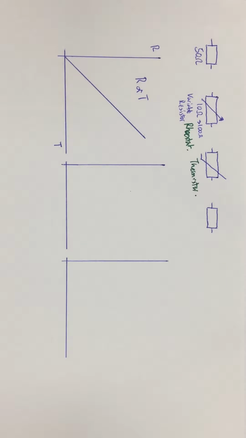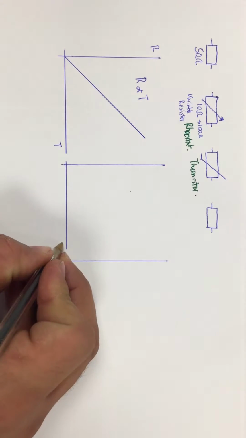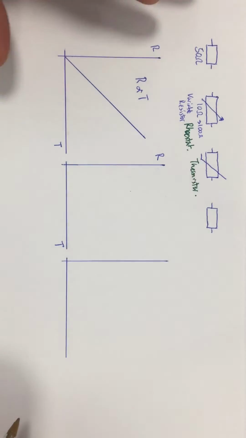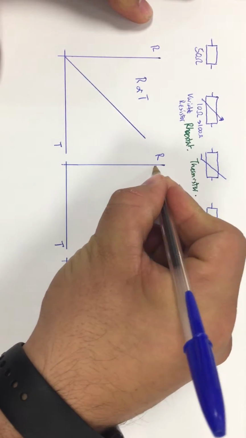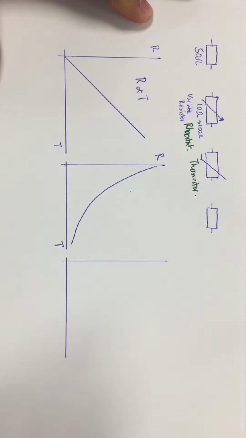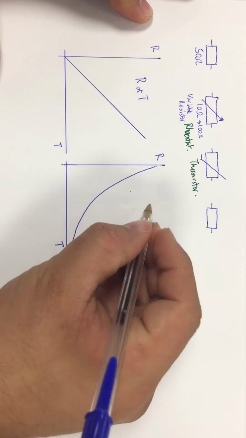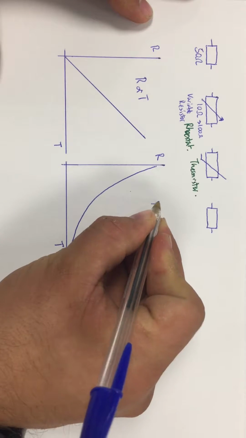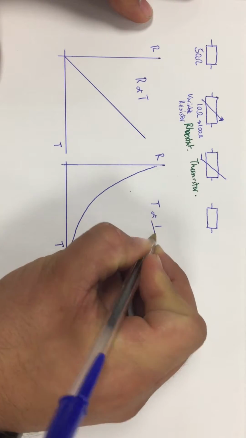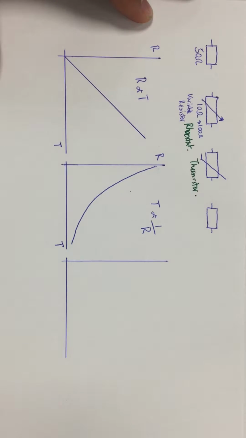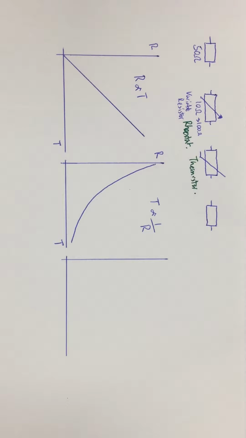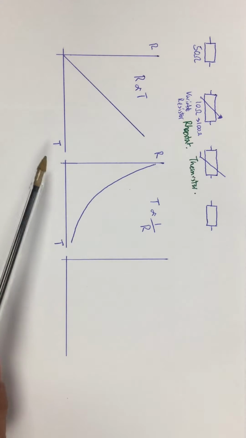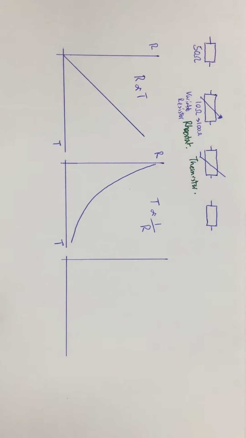What a thermistor does is the opposite of that. As we increase the temperature, the resistance of the thermistor decreases. And so if I was to plot it on a graph, we end up with a shape that looks like that. So that shows temperature is inversely proportional to resistance. Okay, so that's the relationship for a thermistor. It's just the opposite of a regular resistor. If you increase the temperature, you decrease the resistance.